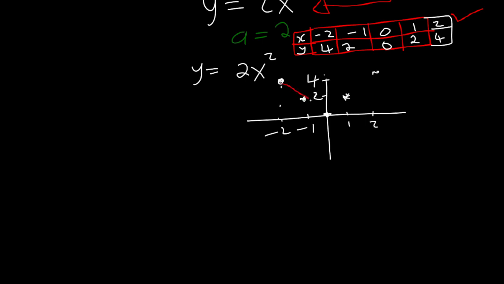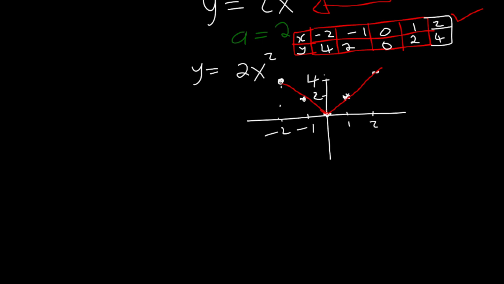So we can join these points, and we have something like that. So this is what we have for this graph. I just want us to learn certain things on this graph.